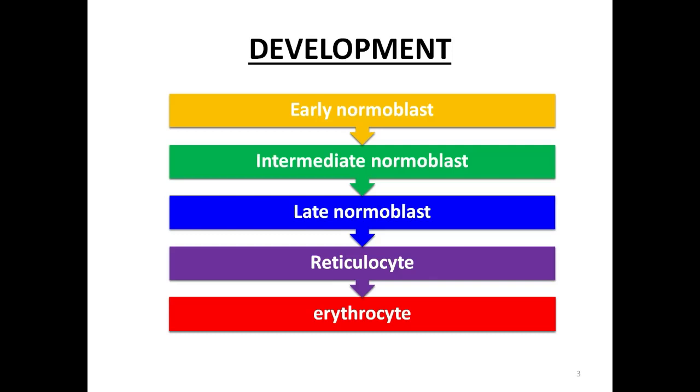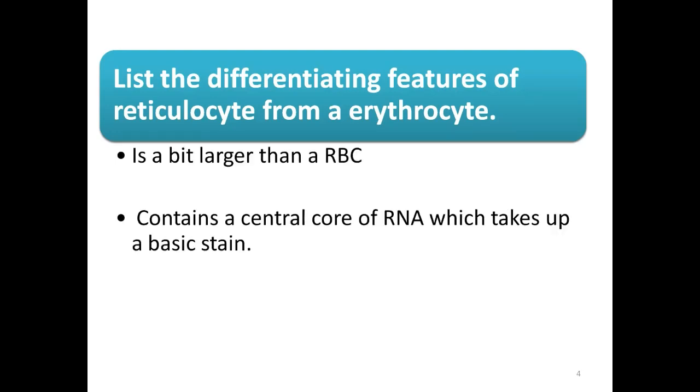Now we'll see the next part, that is, what are the differentiating features of the reticulocyte from an erythrocyte. As I said, the reticulocyte is a bit larger as compared to RBC. The size of reticulocyte is 7 to 7.5 micrometer, whereas the size of RBC is 6.9 to 7.4 micrometer. And the reticulocyte also contains a central core of RNA, and because of the presence of this RNA, when we are staining, it takes up a basic stain. You will understand this when I teach you the further slides of the practical.